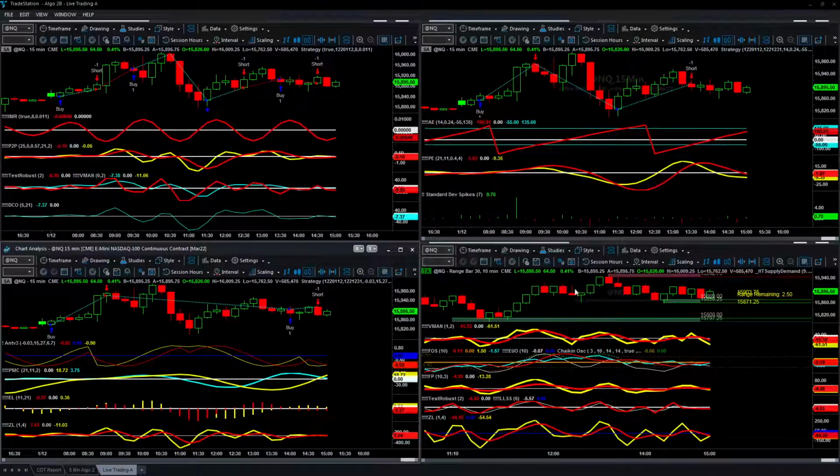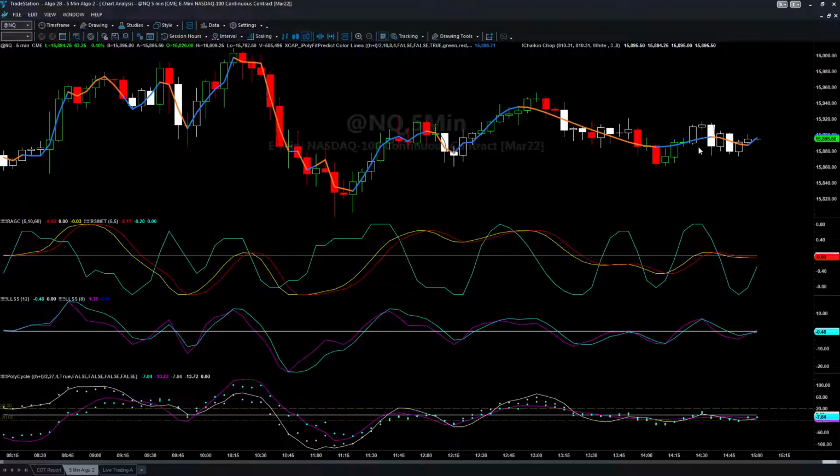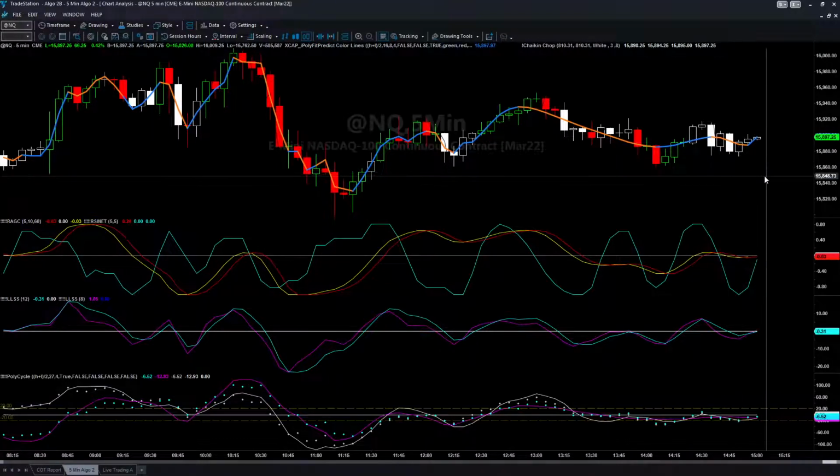Really flat trading this afternoon. Super flat. Look at this. Chop all the way through. Absolute chop zone right there. Just crazy, man.